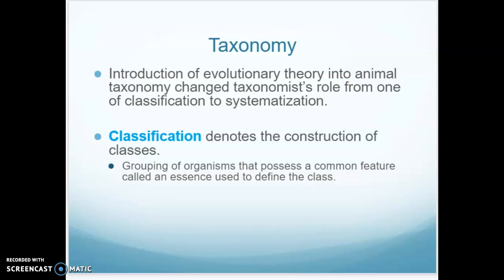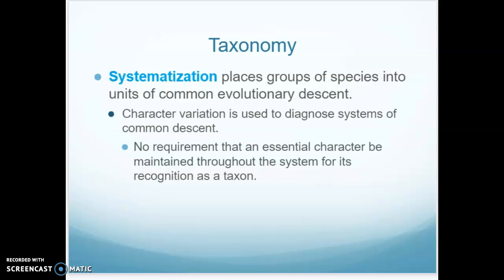When we talk about taxonomy, we talk a lot of the time about classification. We'll talk about that in a second, because taxonomy is the art of classifying organisms. But when we talk about evolutionary theory and we apply it to taxonomy, then the role kind of changes from just classifying species to classifying them based on their evolutionary relationships. When we talk about systemization, instead, we place units in classification based on their evolutionary descent.